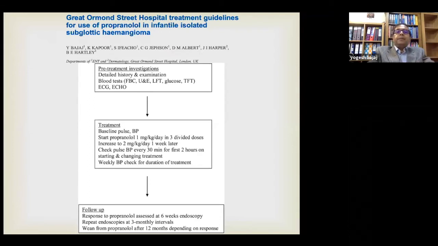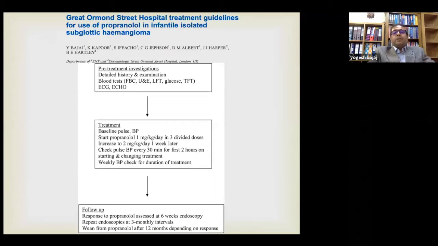So pre-treatment, anybody you're thinking of starting on propranolol, of course, take a detailed history and examination, specifically any history of heart disease, asthma, such like things. Blood tests: full blood count, kidney functions, liver functions, thyroid functions, ECG, echo, and definitely involve pediatricians.